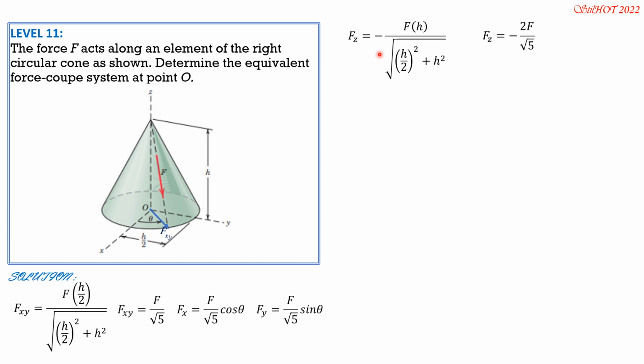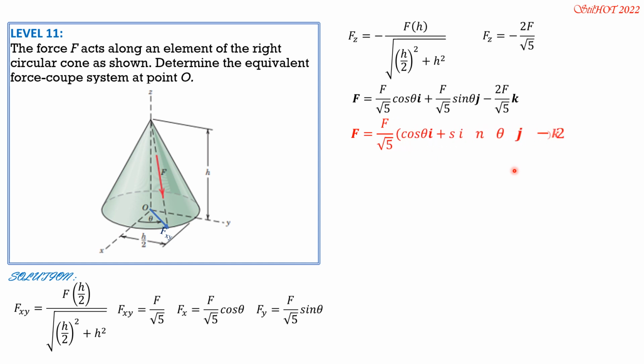Therefore, the force can now be expressed as a vector. The force at O would be F over square root of 5 cosine theta i plus F over square root of 5 sine theta j minus 2F over square root of 5 k, or factoring out F over square root of 5, then we have F over square root of 5 quantity cosine theta i plus sine theta j minus 2k. So that's the force. And let's proceed to the couple.